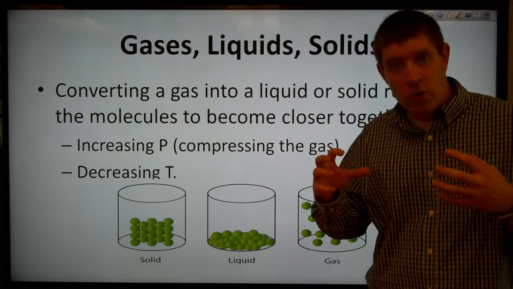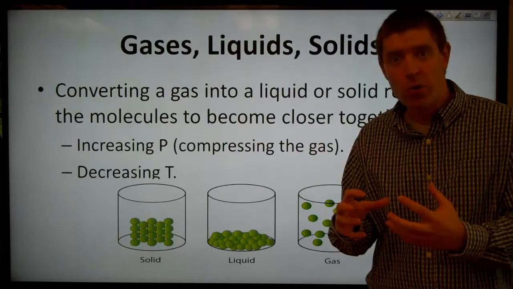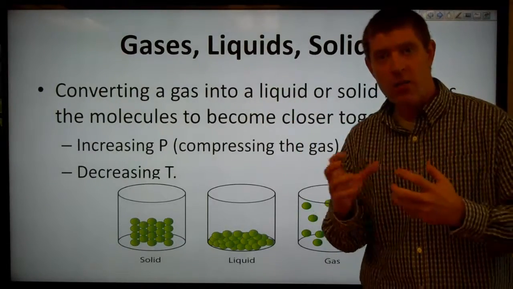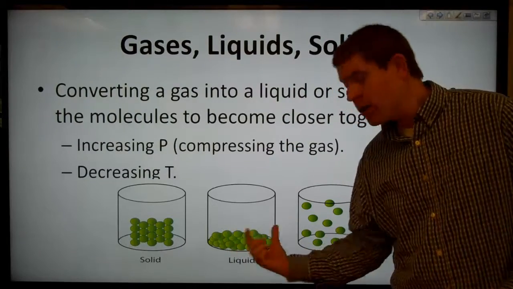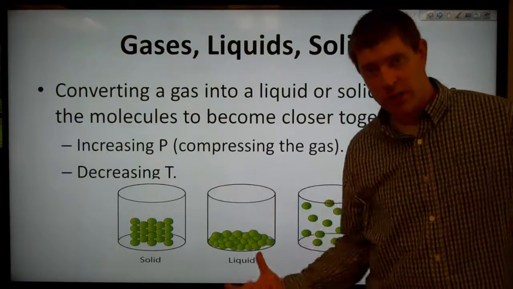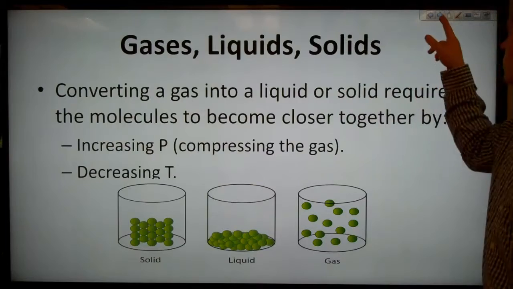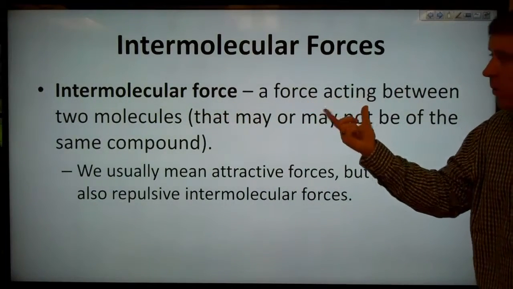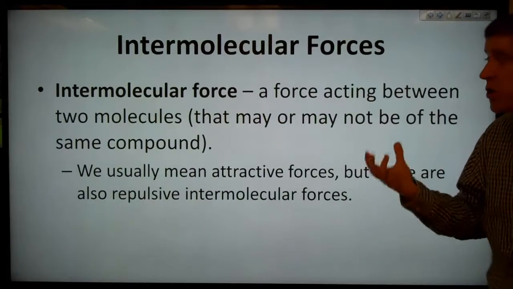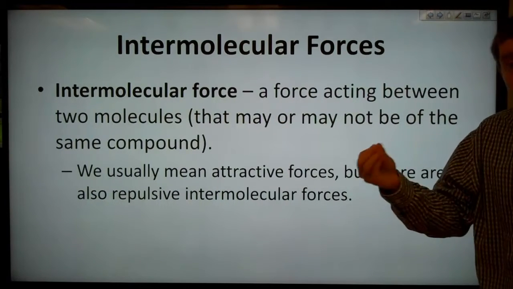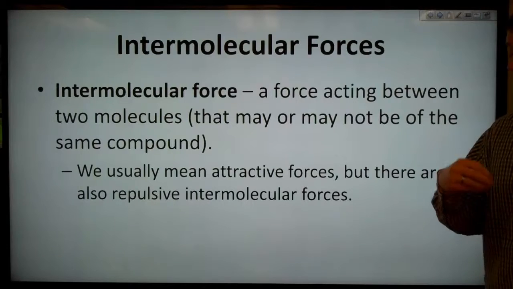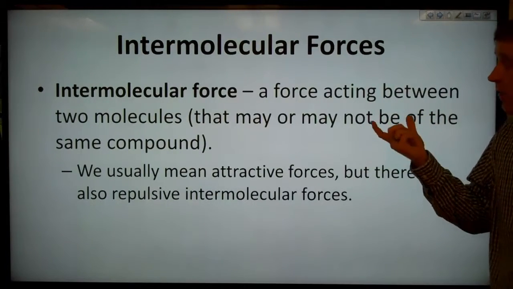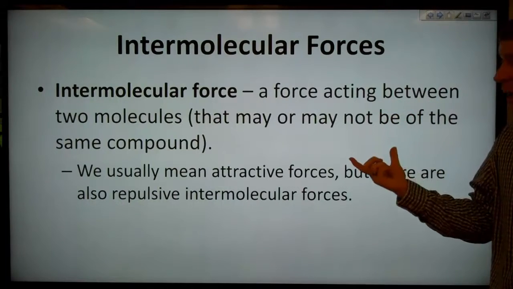If we decrease the temperature low enough below the boiling point, then the gas molecules will pull the other molecules together and they'll coalesce into the liquid state. And then if we continue going, it will eventually freeze into the solid state. So we can look at intermolecular forces. Intermolecular means between, like international. Intermolecular means between two molecules. This is a force that's acting between two molecules.